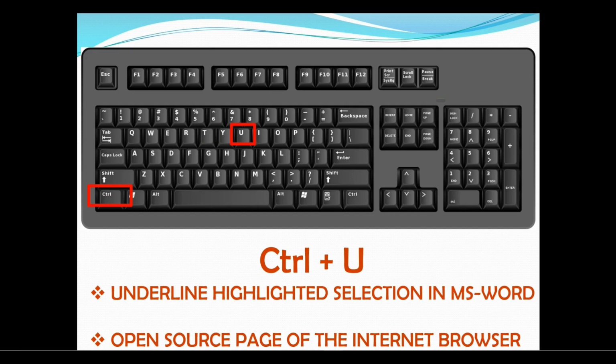And the next shortcut key is Control U. Control U has two uses. In MS Word, it underlines the selected section. In an internet browser, it opens the page source.